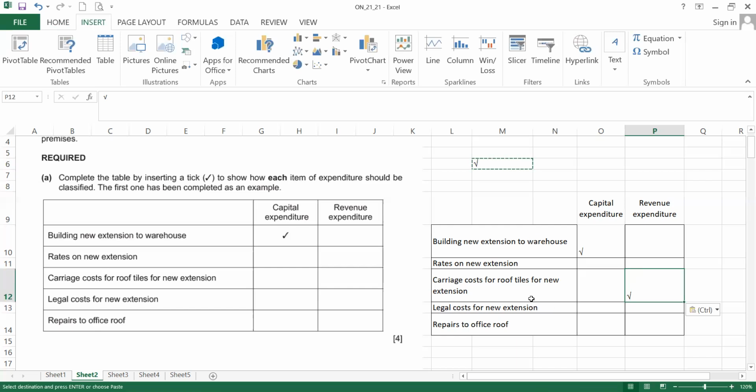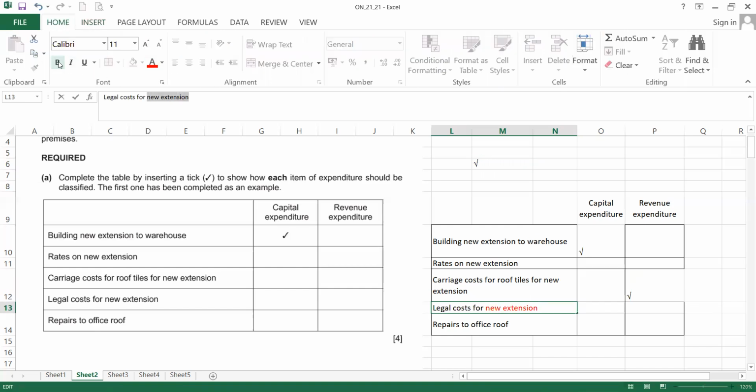Legal cost for the new extension. Because this is a legal cost for the new extension, it is part of the capital expenditure. Next, repair to office roof. The office roof repair is for an existing office. So this is a revenue expenditure that we pay for.